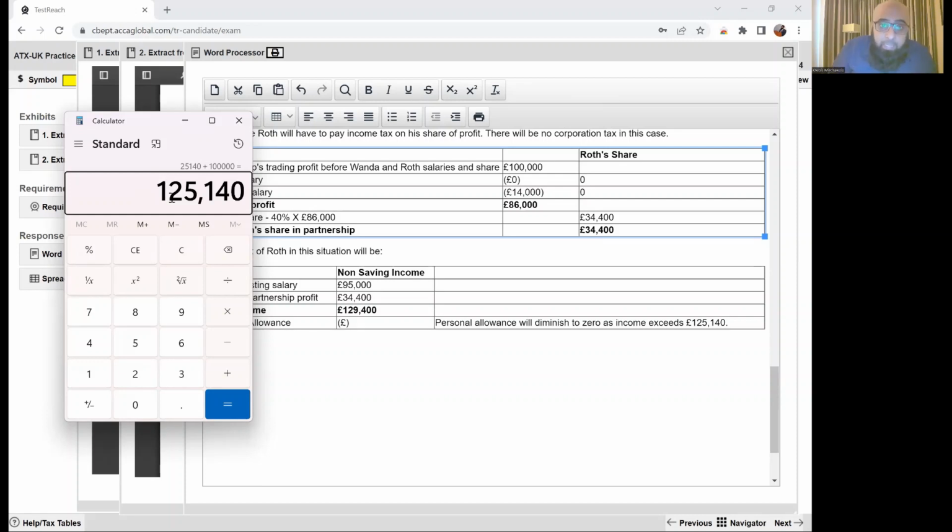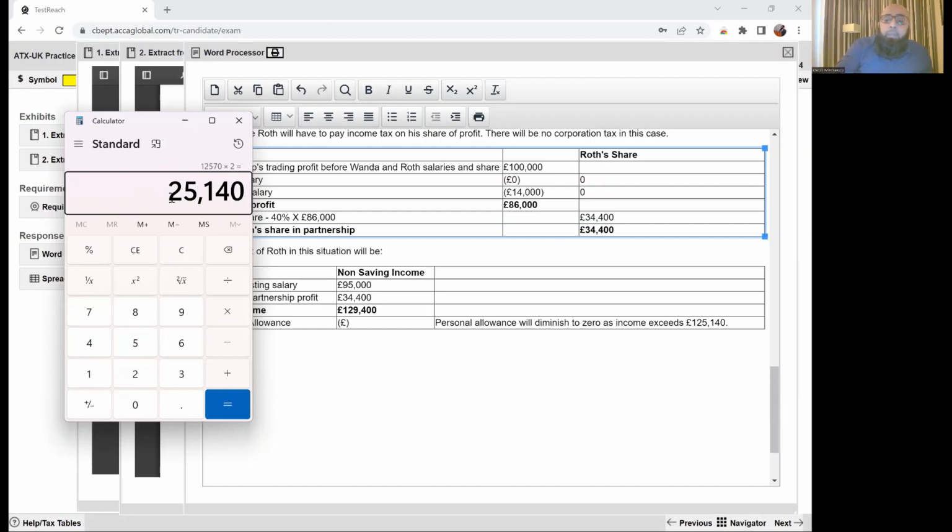I'll repeat it again. When the income exceeds 100,000, the allowance starts to diminish. Now your allowance is 12,570. Multiply it by 2 because for every 2 allowance diminishes by 1. So 25,140 is the ideal excess after which the allowance is 0.